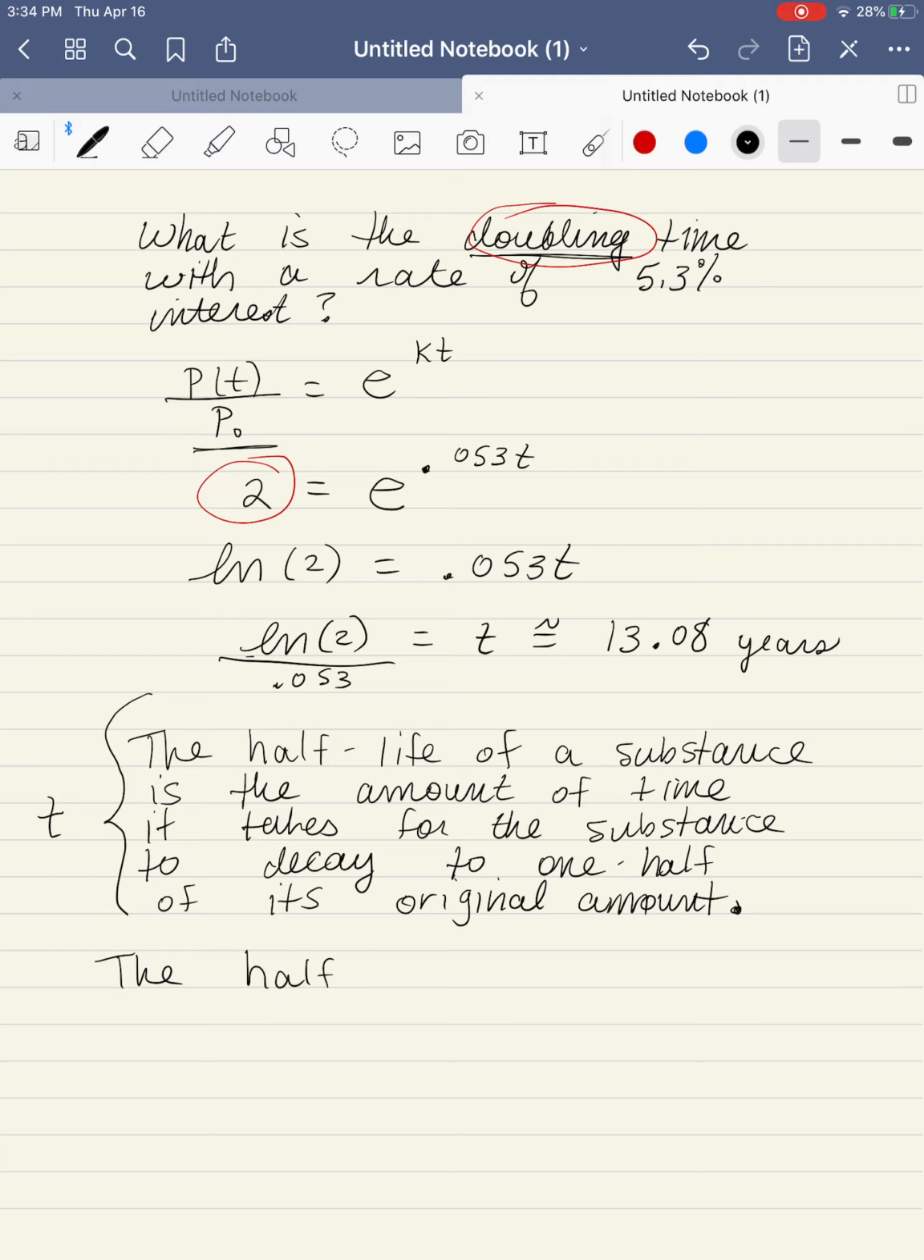Let's say that I know that the half-life of carbon-14 is approximately equal to 5,750 years.